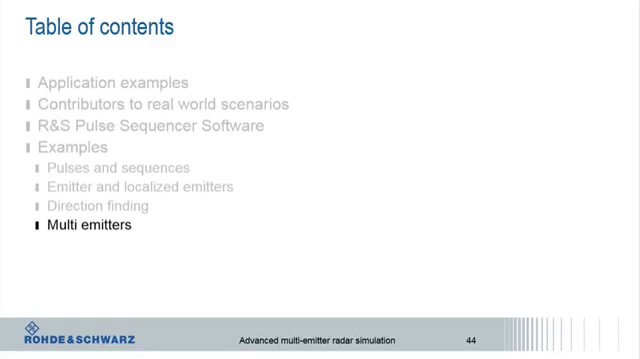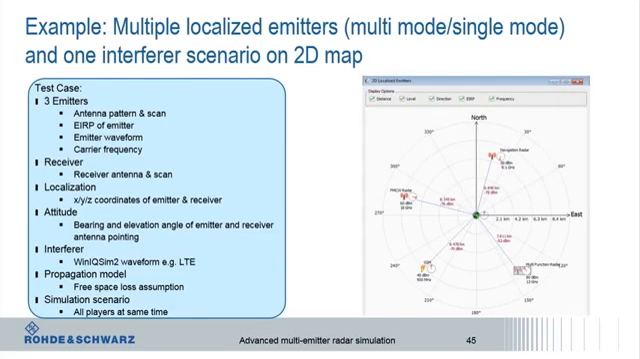In the last example, let's look at some multi-emitter environments. Here's the test case. The test case consists of 3 emitters, which have all the characteristics which we have explained before. Again, we have the receiver sitting in the middle. And in addition, we have an interferer, which could be a GSM base station, for example.